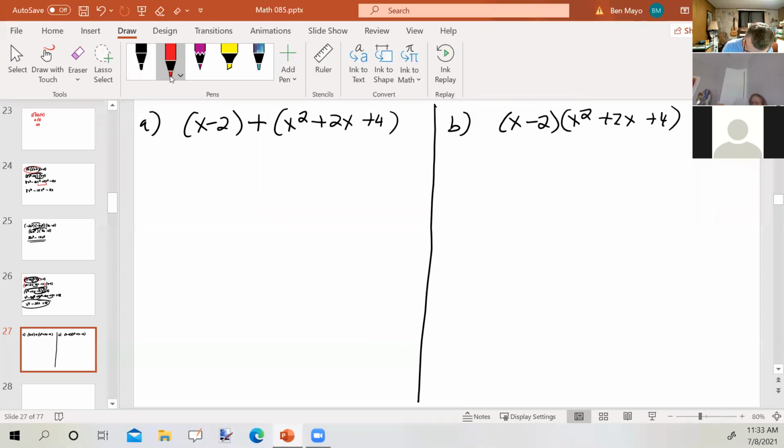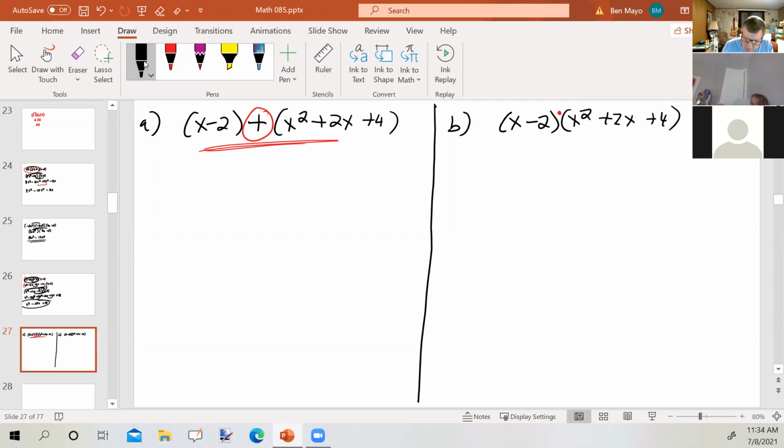So the first problem is addition. The second problem is multiplication. Quite often on a test, a common mistake that I see, students have problems like this first one, but they treat it like the second one. So pay close attention to the operations.